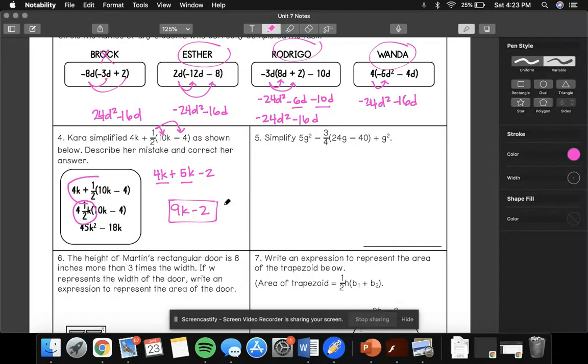Right. For this problem, 5g minus 3/4 parentheses 24g minus 40 plus 2g plus g squared. Okay. So first, we're going to distribute. 3/4 of 24 would be 18. And then 3/4 of 40 would be 30. Okay, then I'm going to combine like terms. 1g squared with 5 more would be 6g squared. And then those are not like terms, so I'm just going to rewrite the rest of the problem. Minus 18g plus 30.